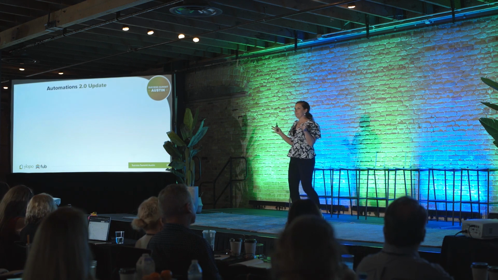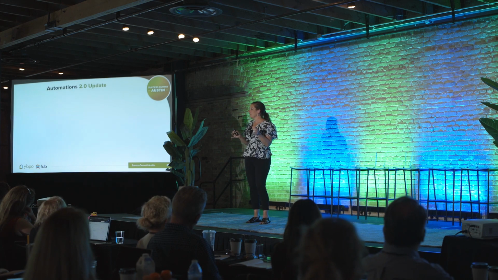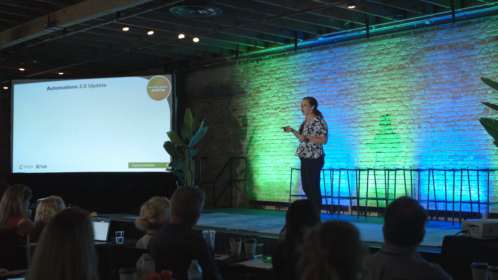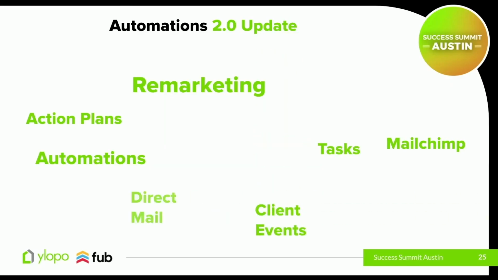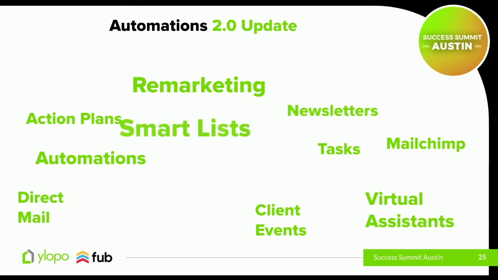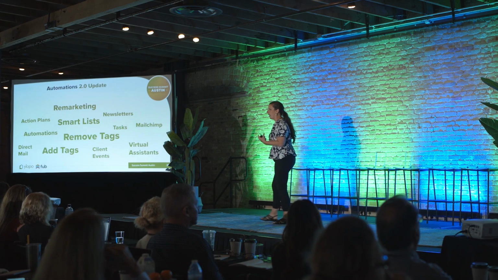We've spent a lot of time talking about how to stay in front of our database, how to re-engage our database, how to remarket them, how to bring people to the forefront, get them to come back, get them to re-register, give a new phone number, inquire on a property. We're doing all of this stuff. We're remarketing, we're using MailChimp, we're using automations and action plans and tasks and client events and direct mail and all of these things, newsletters and smart lists and tags, we're adding them, we're removing them. We're doing all of these things to bring people back to us, right? To get them to come back into our ecosystem.